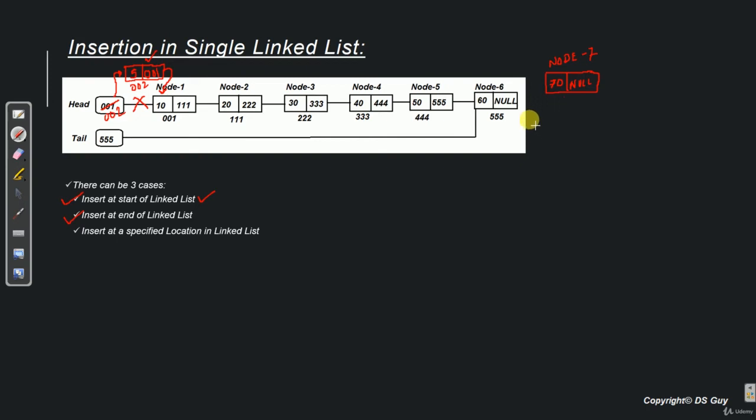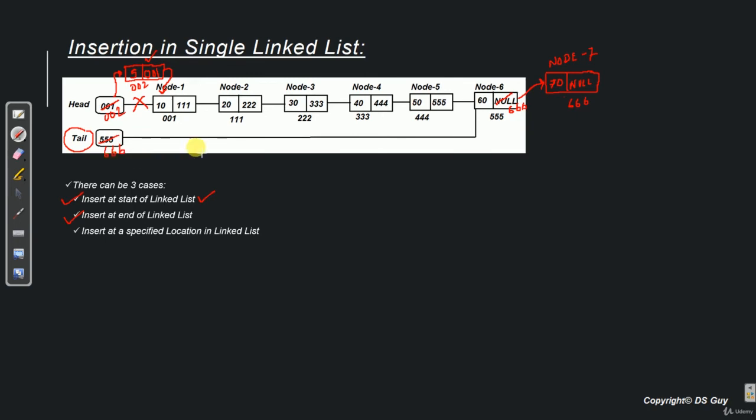Now the next step is we have to link node 6 and node 7. For that, all we have to do is update the reference variable of node 6 from null to 666, which is nothing but the address of node number 7. As soon as we insert a reference in node 6, a link gets created between node 6 and node 7. Now the last step is we have to update the tail reference, because tail always references the last node. So now 555 is not the last anymore. Now 666 is the last node.